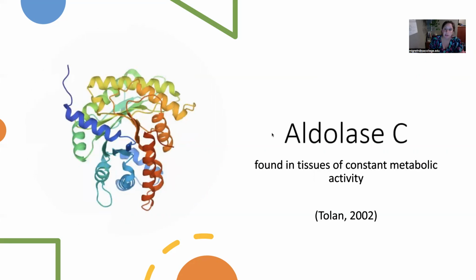And then we have aldolase C. So this is found in tissues of constant metabolic activity. We said this was found mostly in the brain. So this isn't better at gluconeogenesis or glycolysis compared to the other 2. It's kind of right in the middle. It's an intermediate. So it's just able to keep up with the energy demands of something that can't really withstand being deprived of energy, such as your brain. So it's able to use it correctly, but also make it if it needs to.